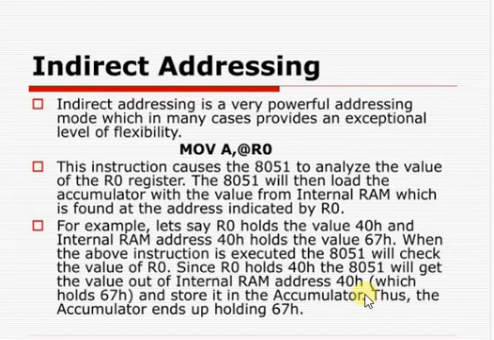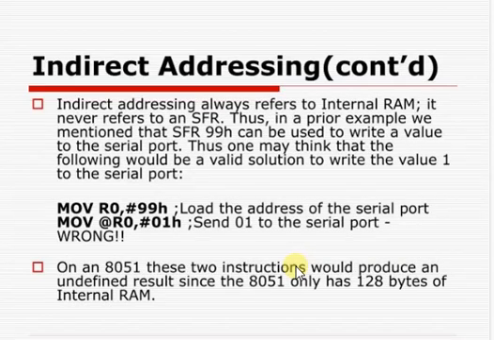Indirect addressing mode. This is a powerful addressing mode which in many cases provides an exceptional level of flexibility. This instruction causes the 8051 to analyze the value of the R0 register, the contents of contents, not the R0 value. For example, let's say R0 holds 40H. The contents of 40 is 67. That 67 is transferred to A. That is indirect addressing mode. Similarly, some examples here.